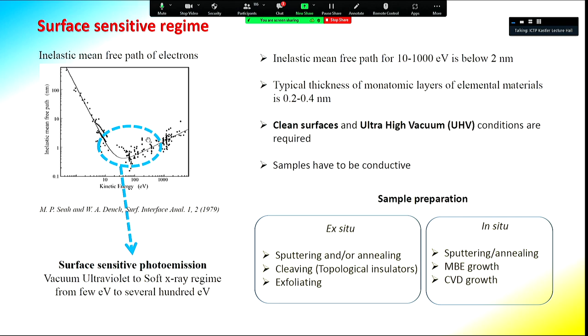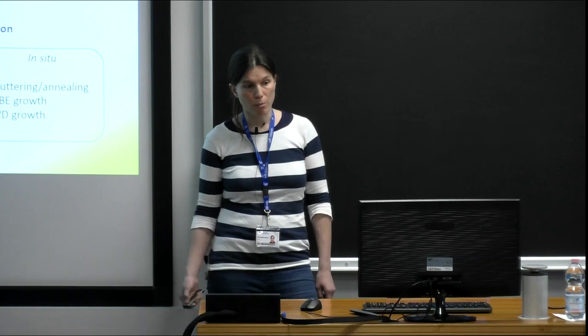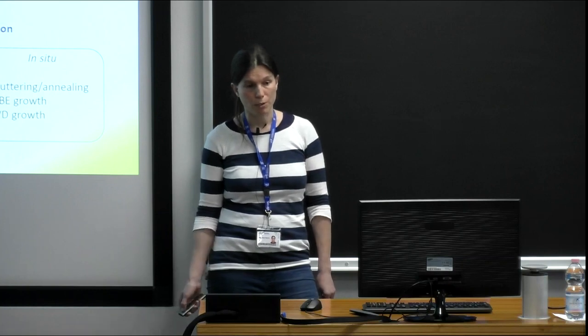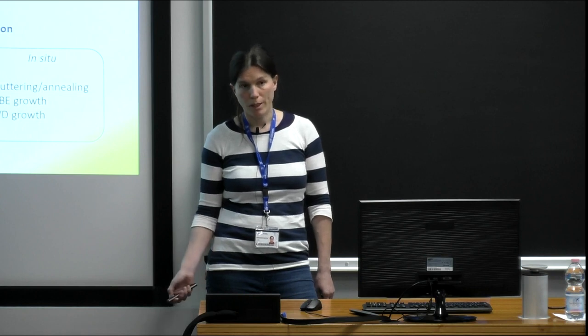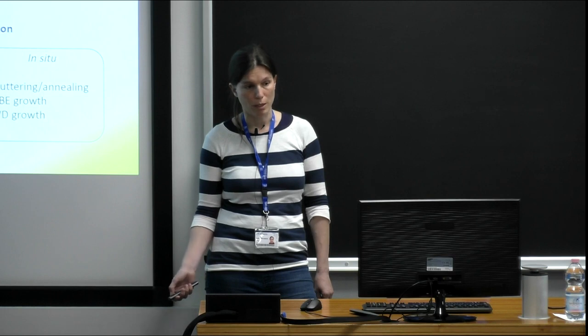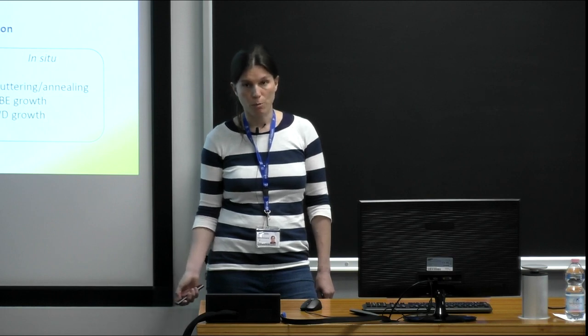If you use 5 to 100 electron volts, it would be even smaller. So we'll probe 1 to 2 monatomic layers, and this particularity asks for very clean surfaces, and also for ultra-high vacuum conditions, so that your sample surface can be measured without being destroyed within several hours. Also, for photoemission, the samples need to be conductive.